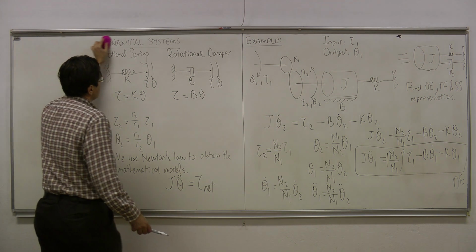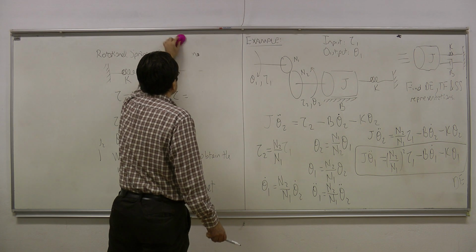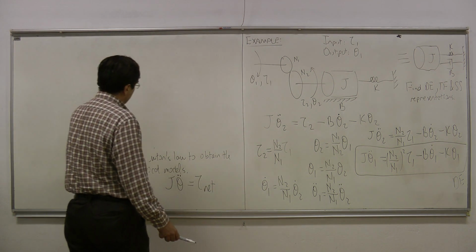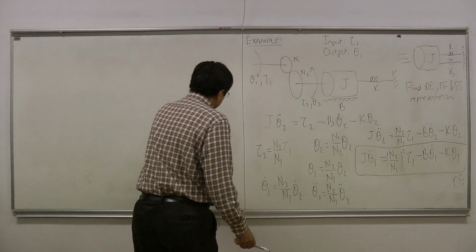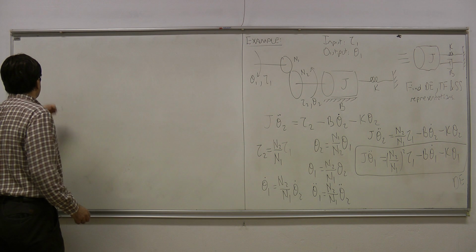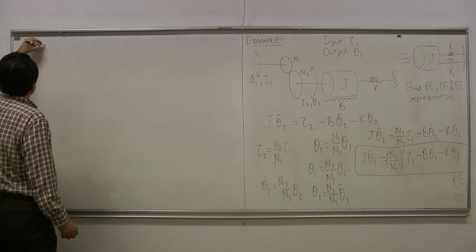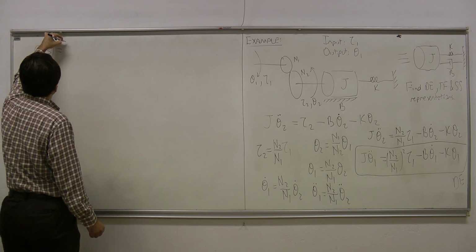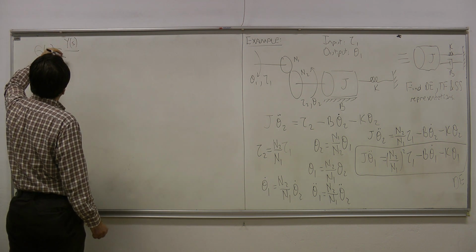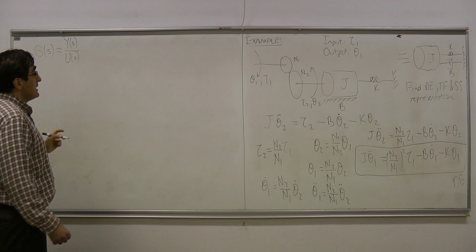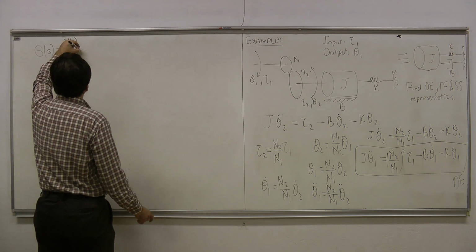So that completes the first part of the question. Let us look at the second part. It's a transfer function representation. Transfer function representation is a Laplace domain representation. And I know that g of s, the thing that we call as the transfer function, is the ratio of the Laplace transform of the output to that of input. All right? And in this case, the output is theta 1.